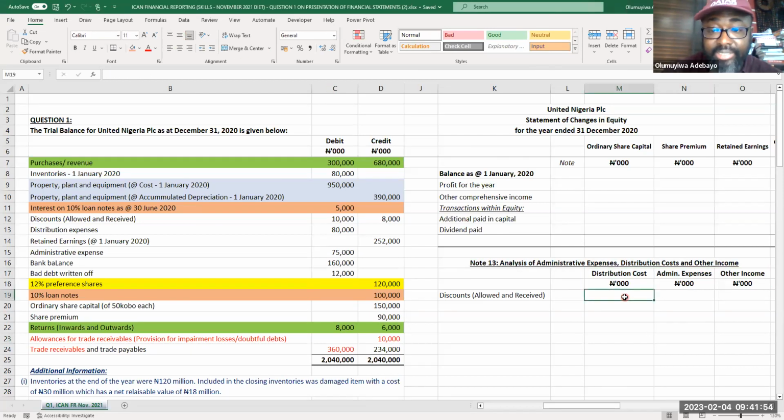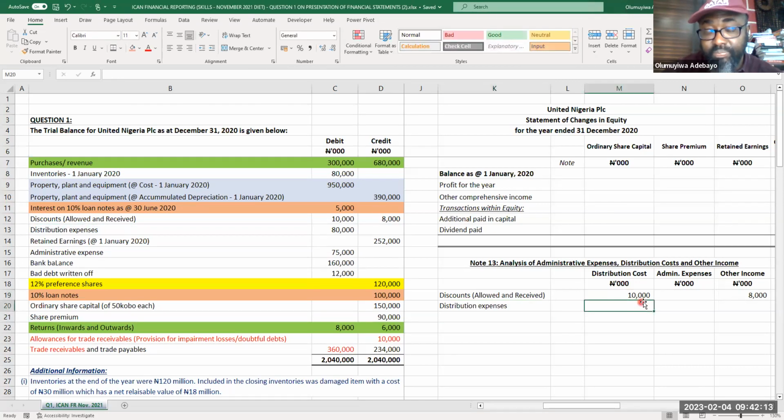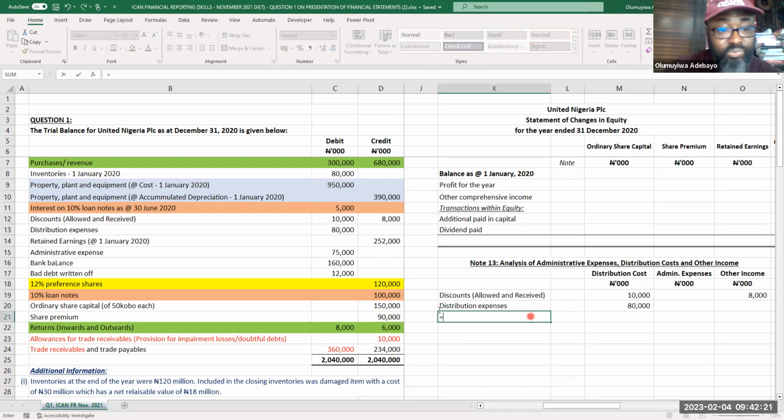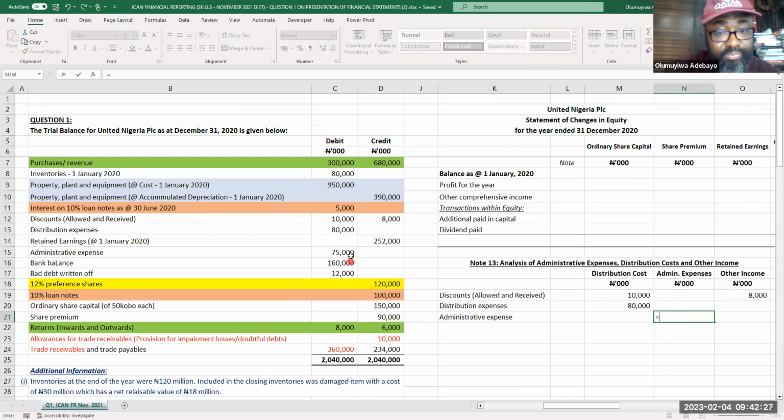Now, discount allowed is an expense, which is 10. It goes under distribution. Discount received is an income. It goes under income. Distribution expenses go under distribution. Administrative expenses go under admin. Bad debt written off goes under distribution.